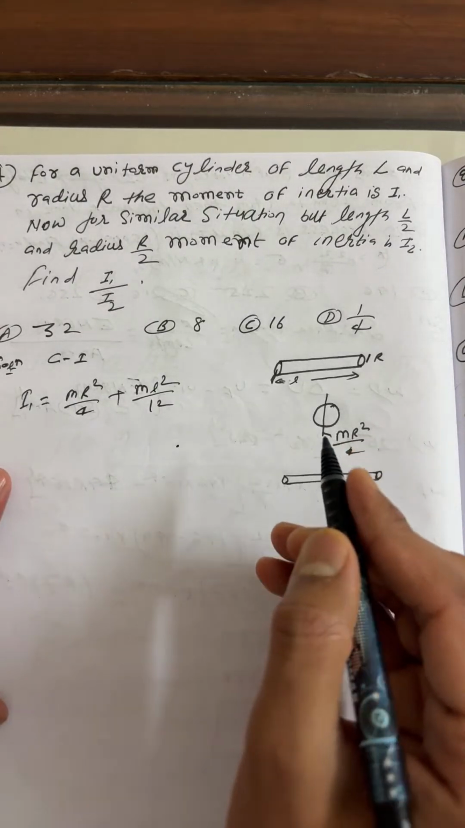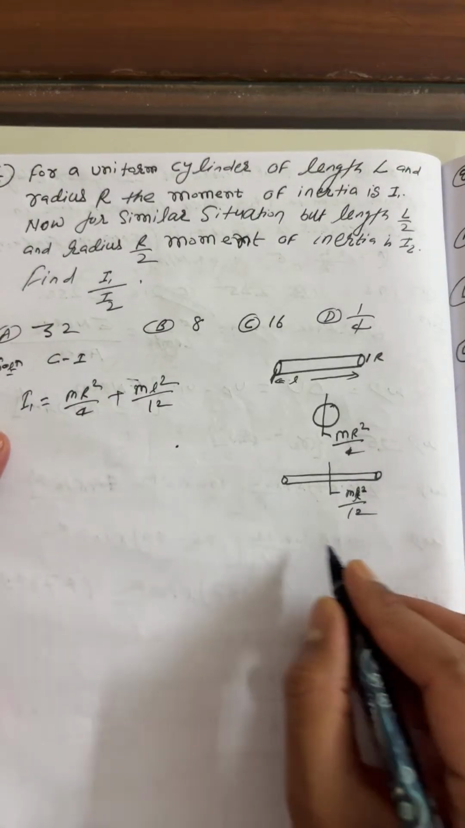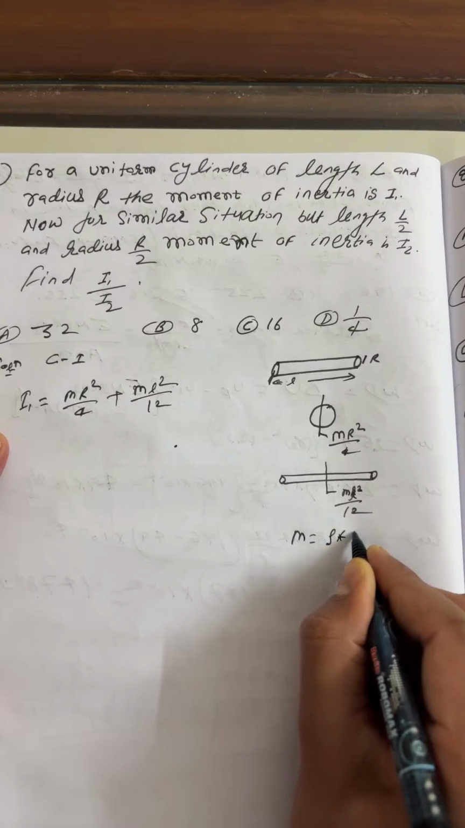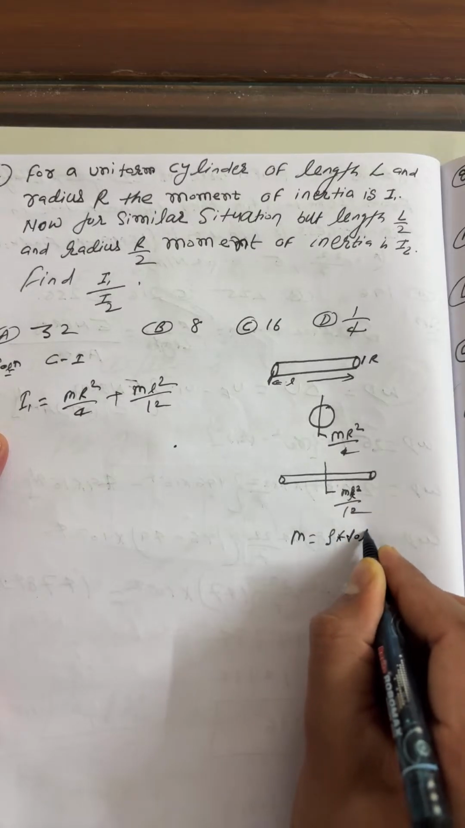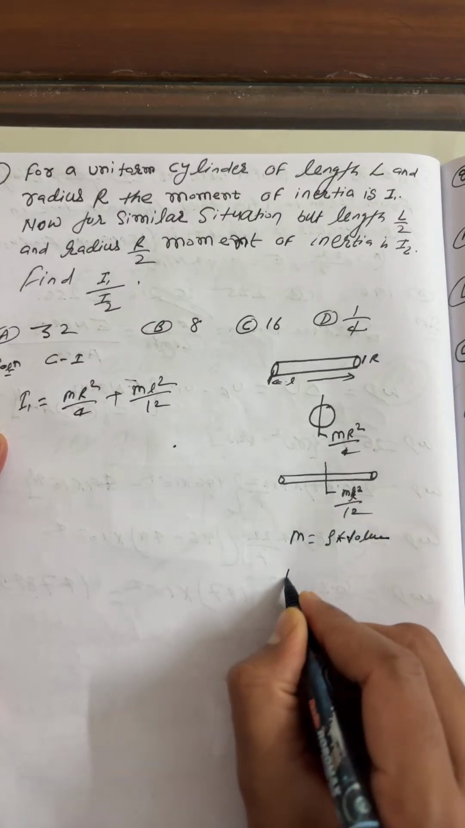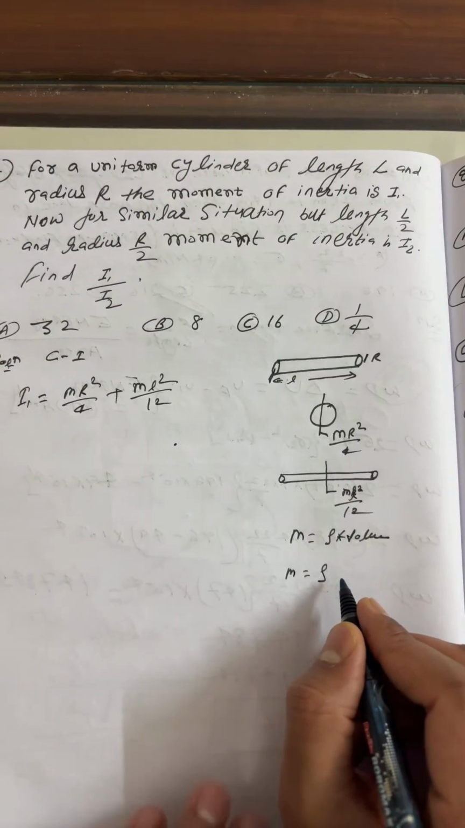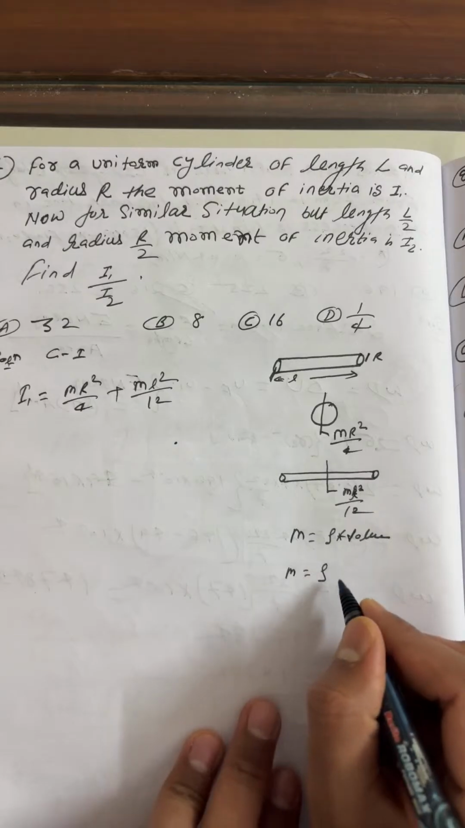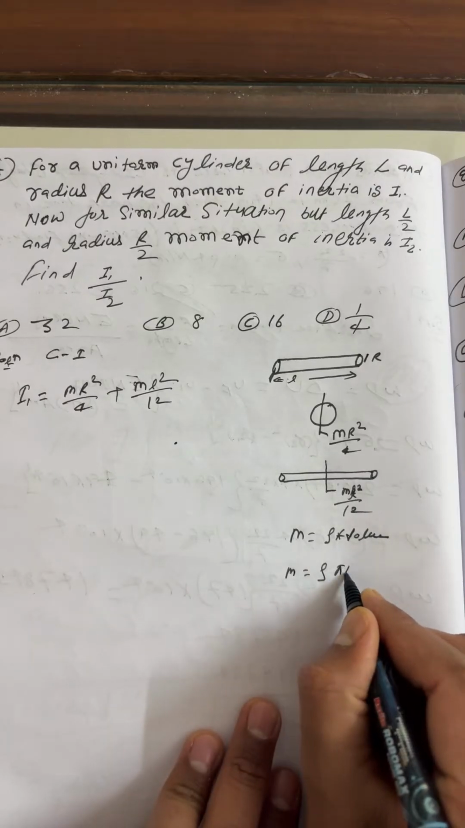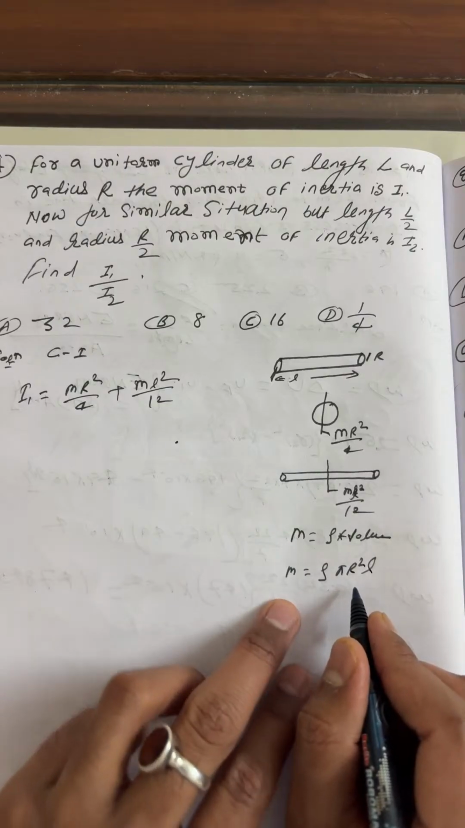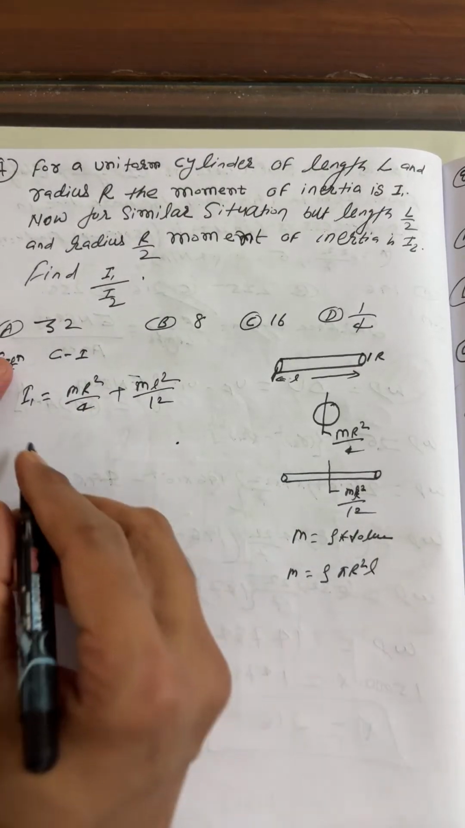But we can find the mass easily, using the basic principle. Mass is density into volume. The density remains fixed. The volume of a cylinder is pi r square h, so here it is pi r square L. This is the mass value, and I can put it in over there.